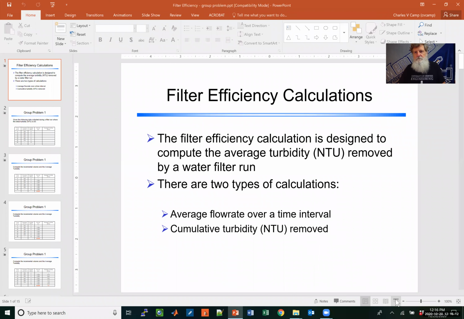Okay, well, welcome back. This video is a review of my solution for the two filter efficiency problems that I gave you to work on. Hopefully you downloaded the problems and gave them a good college try, and now you're reviewing your solution with mine. So give me a second to share my screen and we'll get started. There we go.